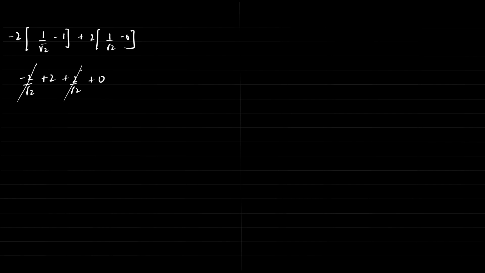So cancel these. You would be ending up with 0, which means the integral from 0 to pi over 2 of the square root of 1 plus sine x with respect to dx is going to be equal to 2, and this is going to be your final answer.